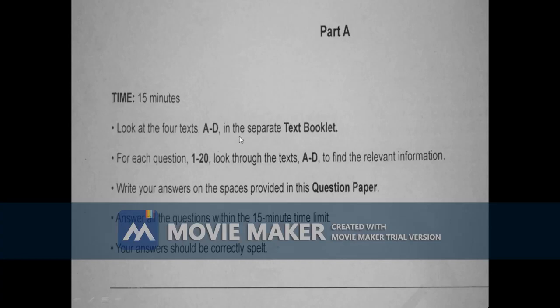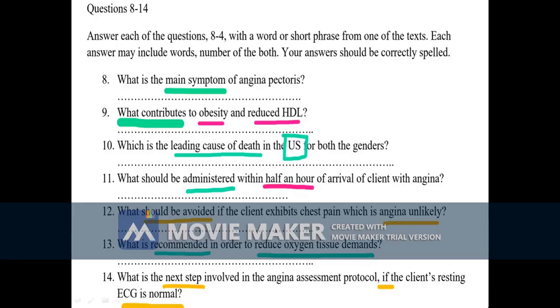So you all know that there are four texts, and for each question you have to look at texts A to D, and you have to answer on the question paper in just 15 minutes, and your spelling should be very correct. If you have wrong spelling in your answer, then it will be considered a wrong answer. Okay. So guys, when the OET reading part A paper is given to you, as I have suggested earlier, directly move to question number 8 and start reading it.